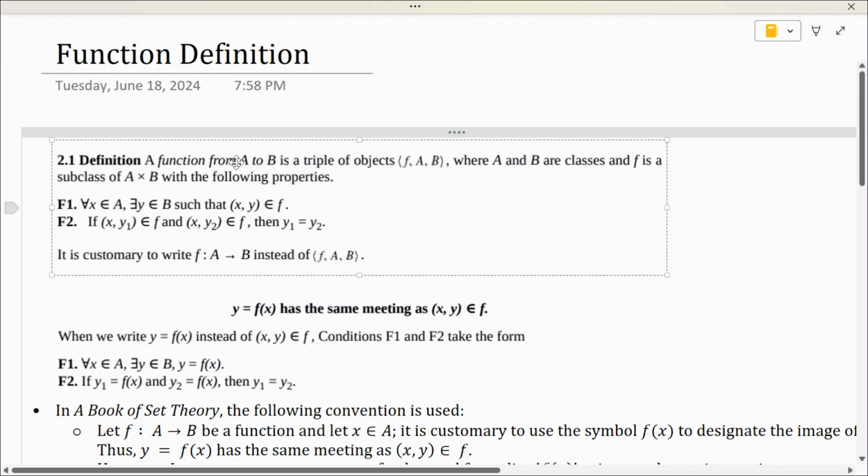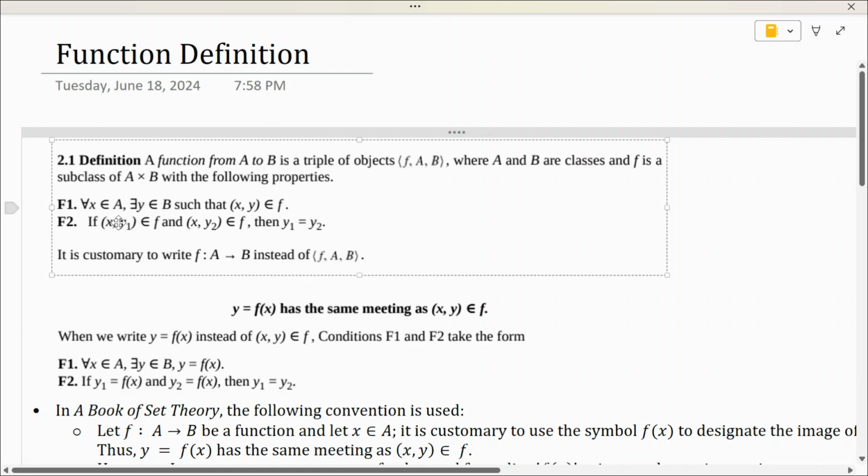A function from A to B is a triple of objects f, a, b, where A and B are classes and F is a subclass of A cross B, where this cross is the Cartesian product. And it has the following properties. The first property is that for any x in A, there exists a y in B such that x comma y is in F.